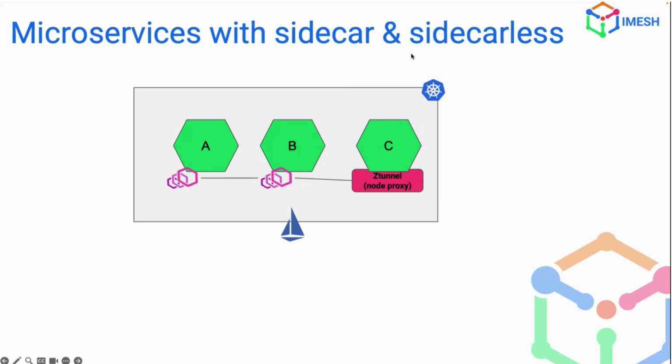With sidecar and sidecar-less microservices together, what will happen for the microservices that still have the sidecar version? They look like this, still A and B. The new services, or the existing services that we migrated, will not have a sidecar, but the communication goes via ztunnel, so the communication is still secure. We'll verify whether the communication is still secure when we introduce ambient mesh.